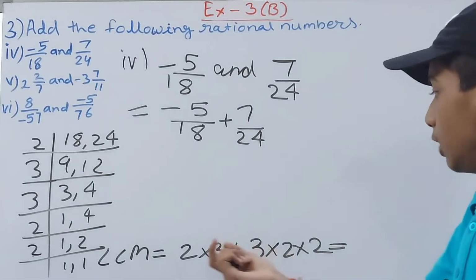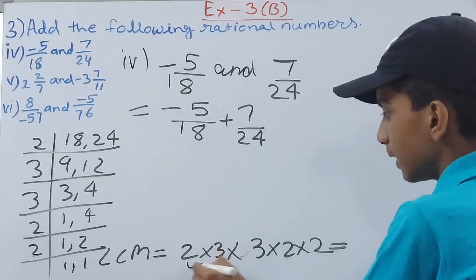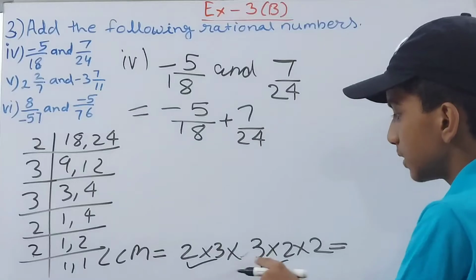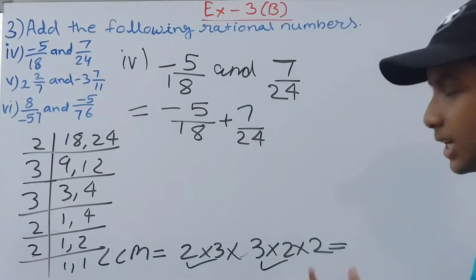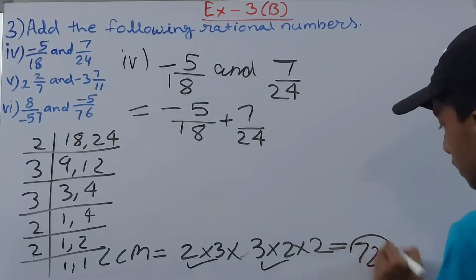This will be 2 into 3 is 6, right? We can solve it like this, and like this. So 6 into 6 is 36, right? And 36 into 2 is 72. So their LCM is 72.